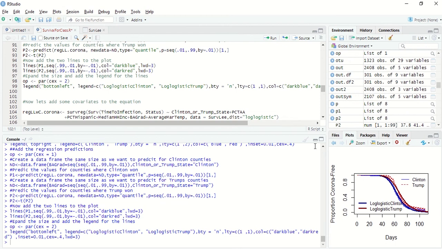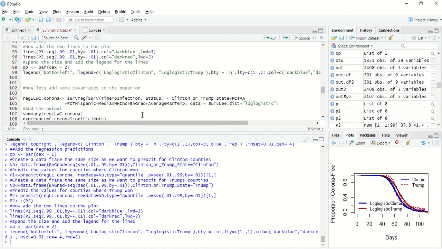and that's it. Some people used Weibulls earlier on, and they predicted much quicker flattening. You can look at that. There's some code to run that at the bottom of this script. So we'll add some covariates to the equation, same set of things that we did before.